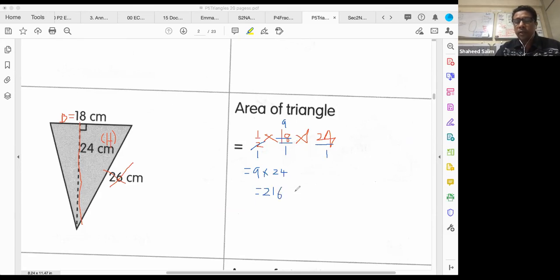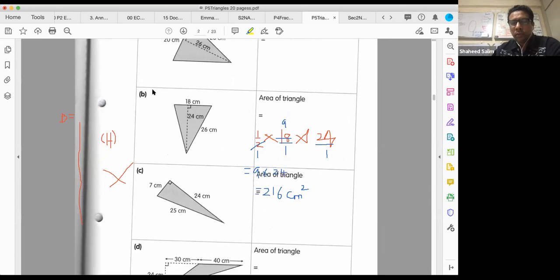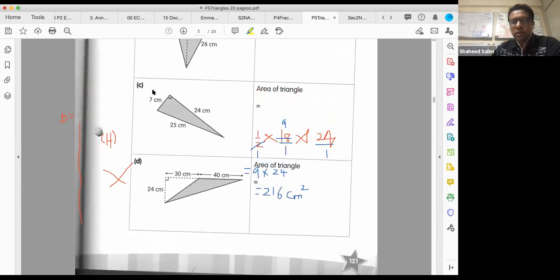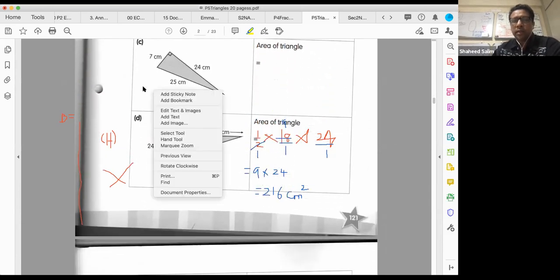216, and the unit is square cm. Okay, so now we move on to the next one, this one out here, C.